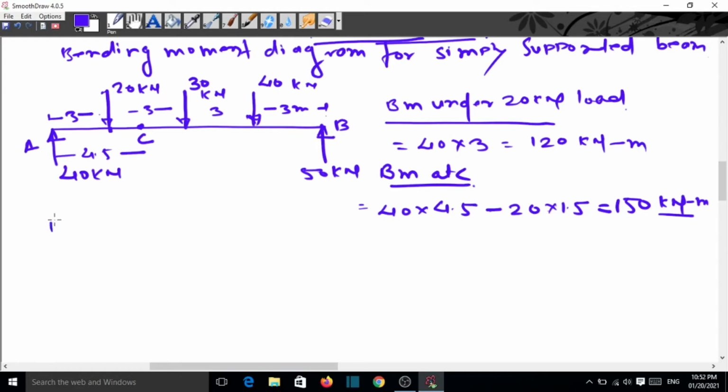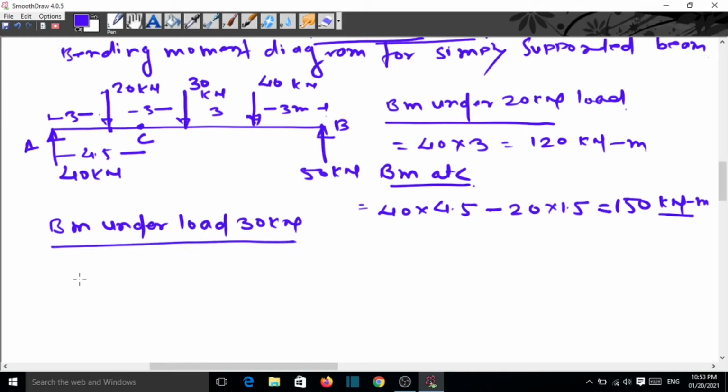So bending moment under load 30 kilonewton. From the left side or right side, it is the same. So from the left side, 40 is sagging, 40 into this is at the center, so that is 6 meters. So 40 into 6 minus 20 into 3.